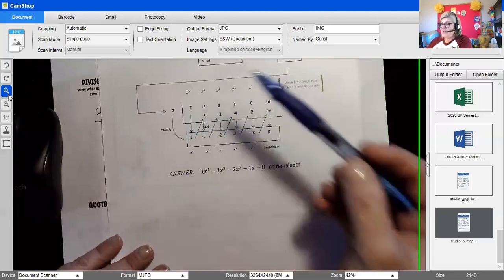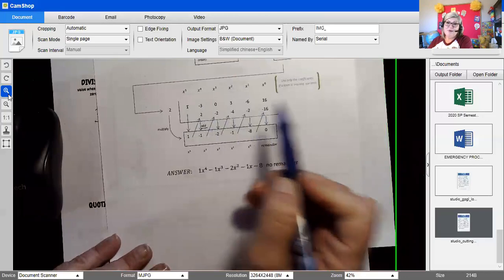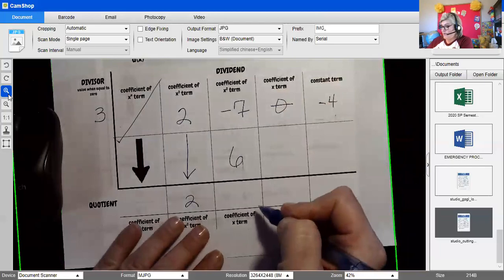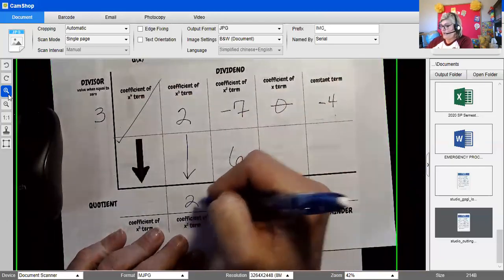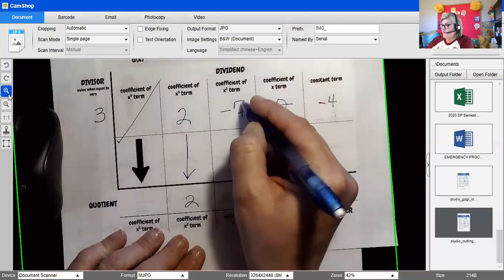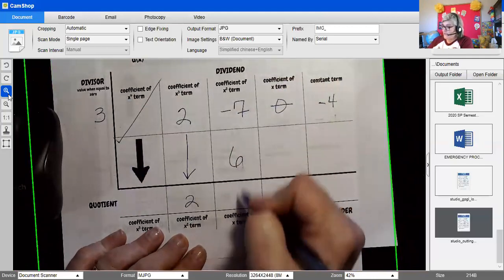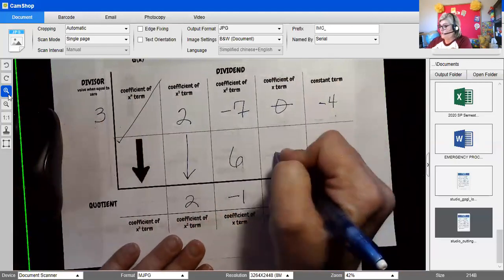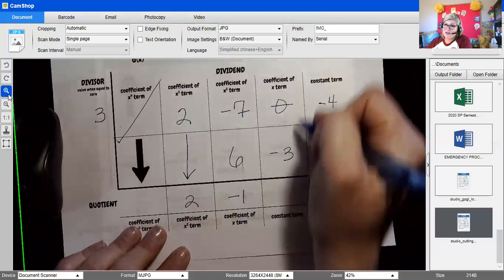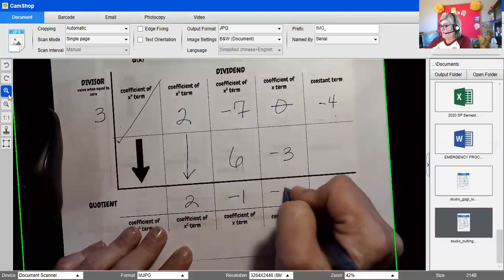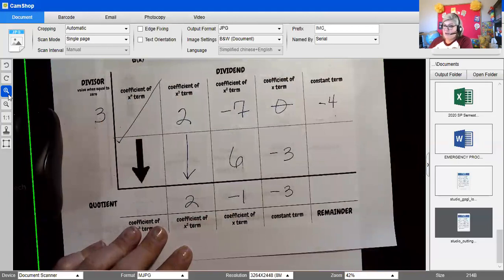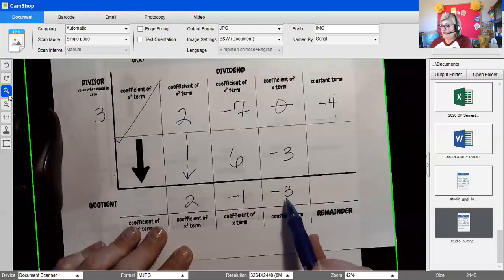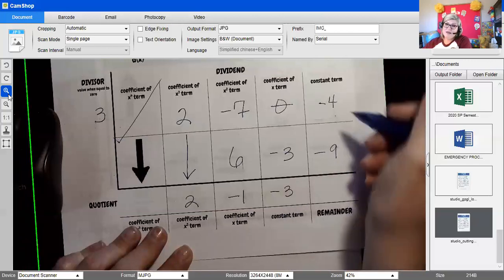Up, and then as you see right here, it's kind of small print, but it says add. So now we're going to add straight down. So multiply, add. -7 plus 6 is -1. Now we multiply, which would be a -3, and add. That's a -3. 0 plus -3. Now multiply again. 3 times -3 is -9, and add.